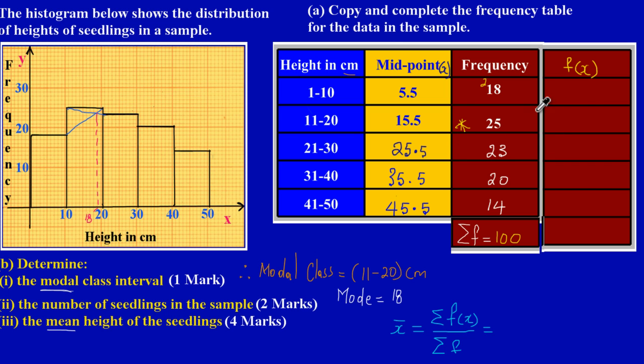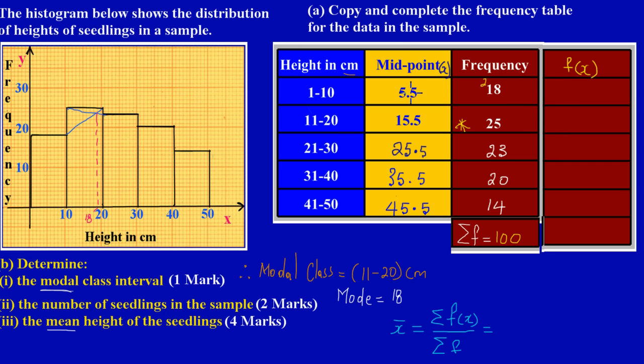Okay, guys? Now, basically, before we can find the sum of f of x, we have to find f of x. If there are 18 seedlings with an average height of 5.5, then to get my f of x, I would have to multiply my frequency by my midpoint. And if you notice, I've put an x there because we usually take the midpoint as x. So quickly, let's look at this now. I'm just going to work out the first two to show you what is happening.